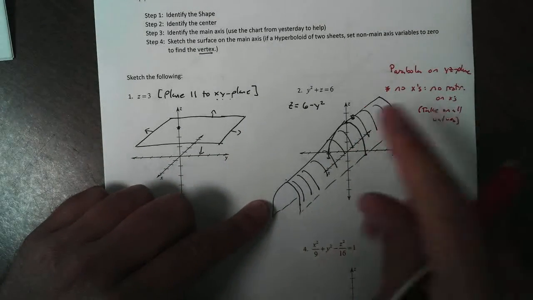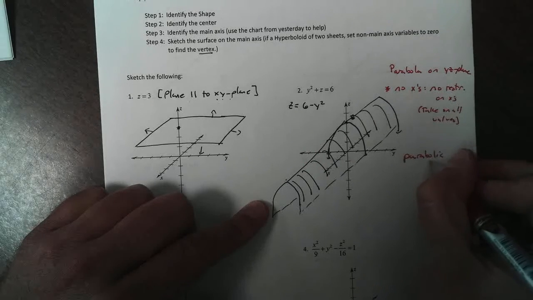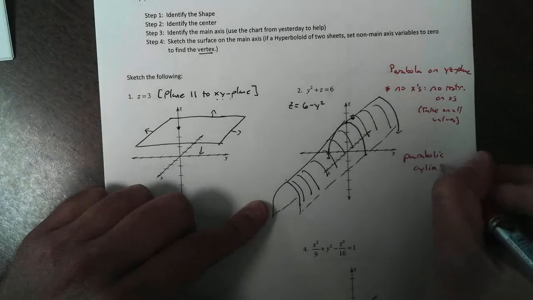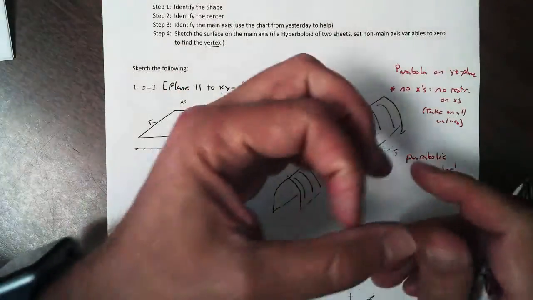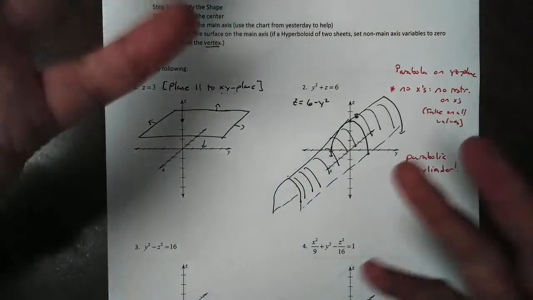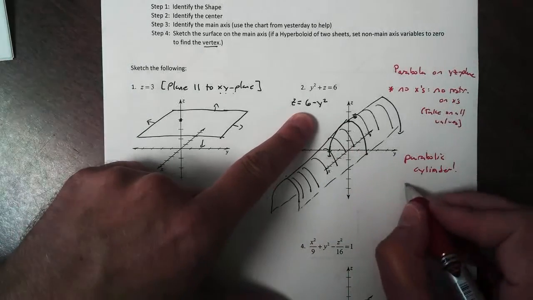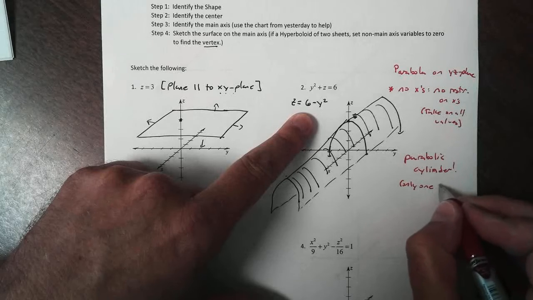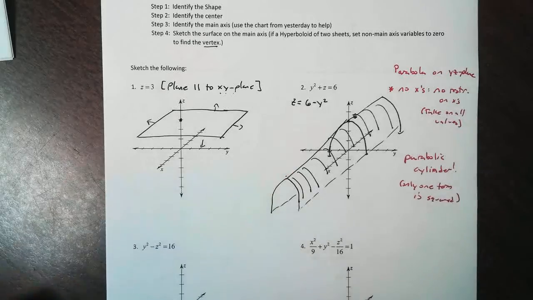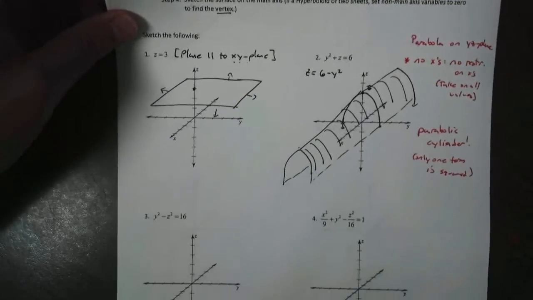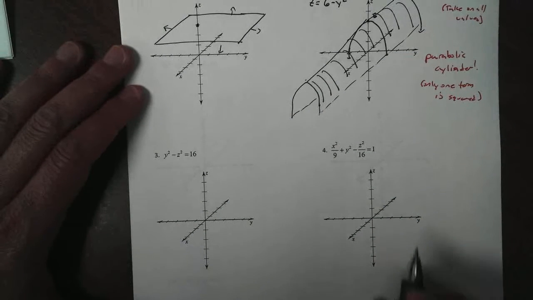Now, this is called a parabolic cylinder. It's called a cylinder because on the x-axis there are no restrictions, so it just extends out. Think of a circular cylinder, right? It goes straight up like a normal cylinder. And we can always tell it's a cylinder because only one of the terms is squared. If another term is squared, it's no longer a cylinder. We'll see something like that. All right, so let's take a look at number 3 right here.